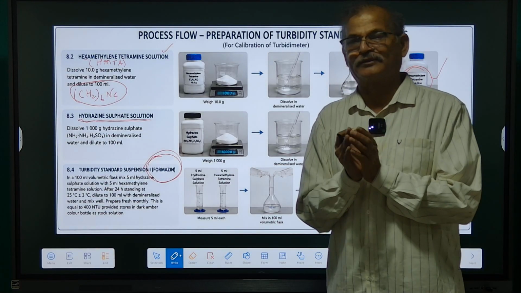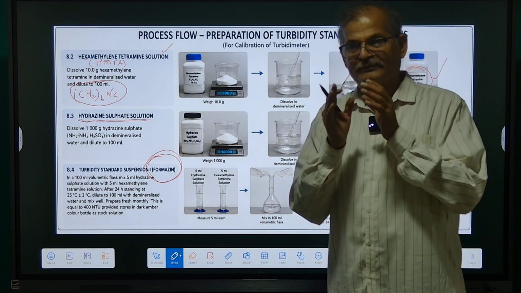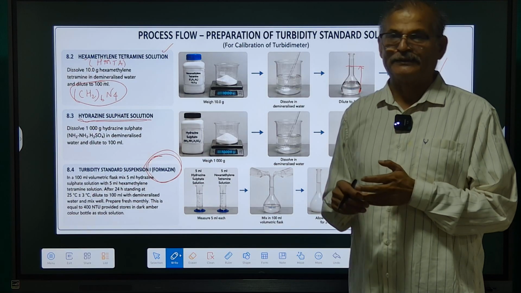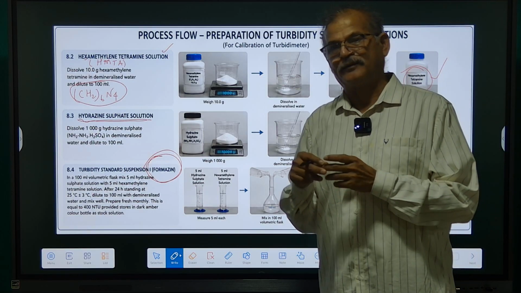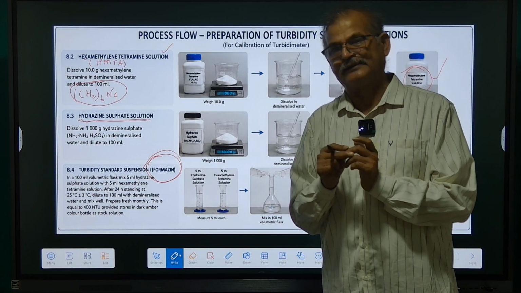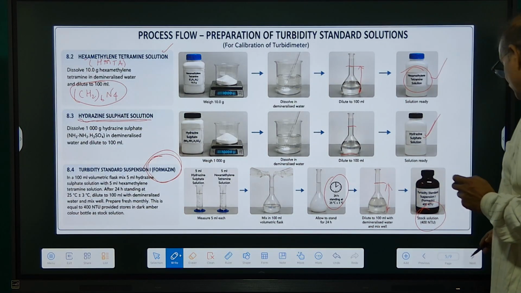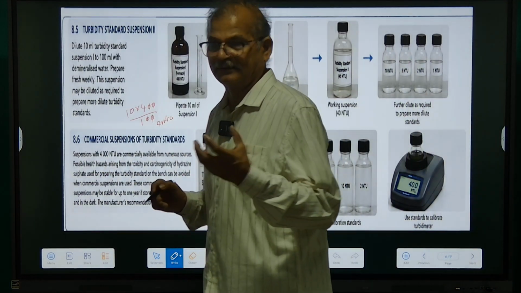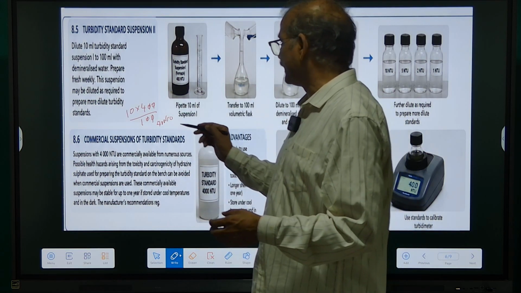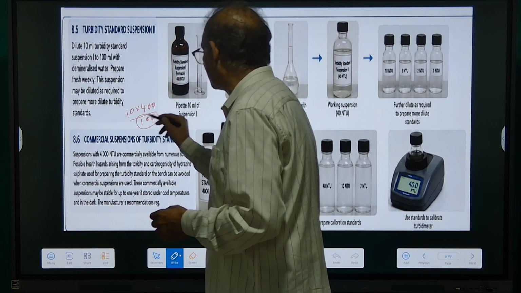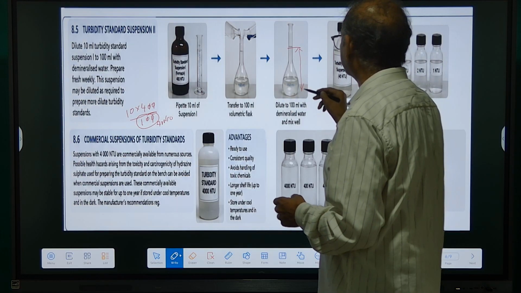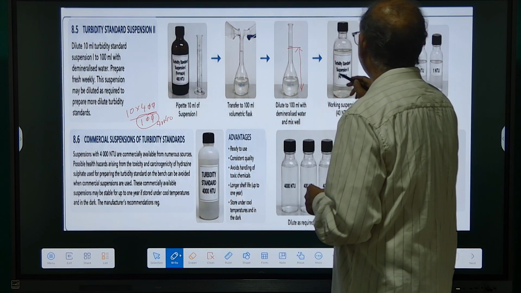This is the standard solution we prepare for calibration. From this 400 NTU, we make 40 NTU, 20 NTU, 10 NTU for calibrating and standardizing our equipment. So if we take 10 ml of this 400 NTU solution and again take it to make it 100 ml with the distilled water, the ready solution will be of 40 NTU.